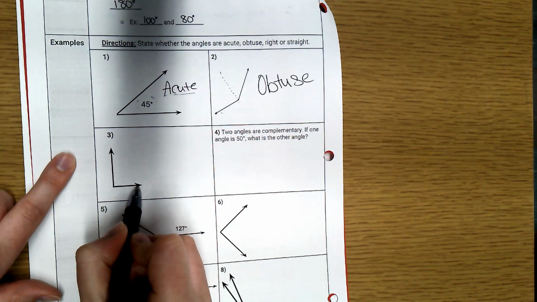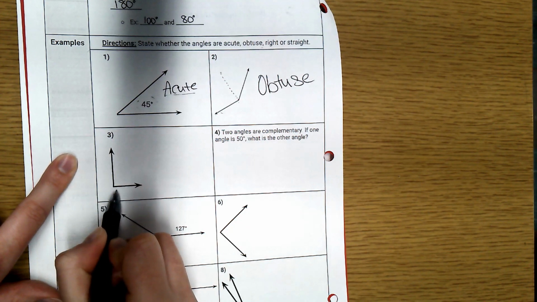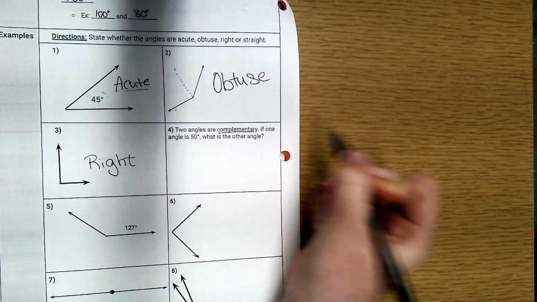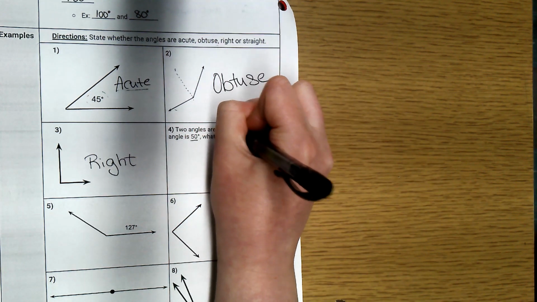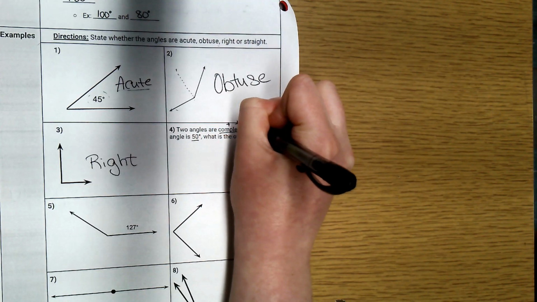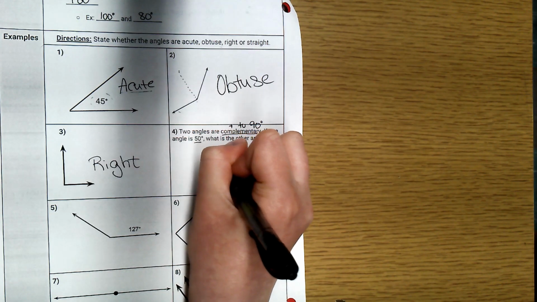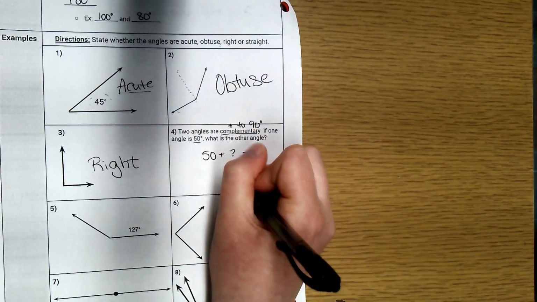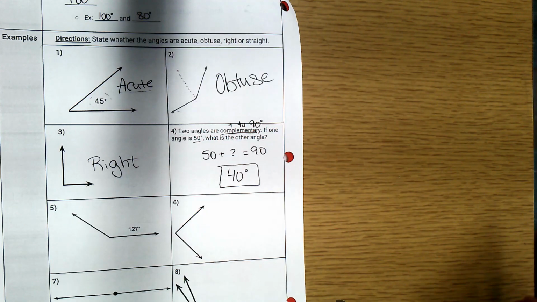This angle right here, if I look at this, this looks like it goes straight up and makes a nice little corner. So I would say right. Now complementary. If one is 50, what is the other? Okay, I'm remembering complementary means adds to 90. So if one is 50, I gotta think 50 plus what is 90? That missing number is 40. So that missing degree is 40 degrees.